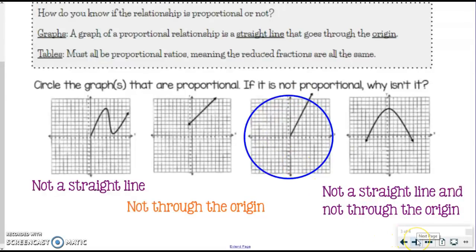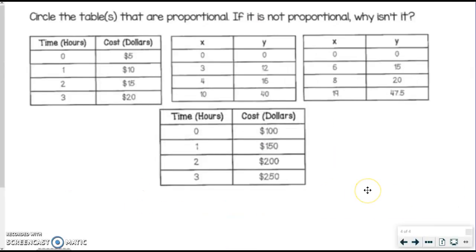Very simple, two check marks. That's what makes it proportional or not. Now, it doesn't mean that there's not a pattern of some kind. It just doesn't mean it's proportional. All right, so talking about tables, remember you have to show that same relationship when you're comparing the two quantities.